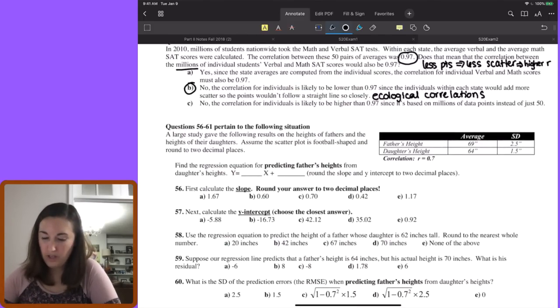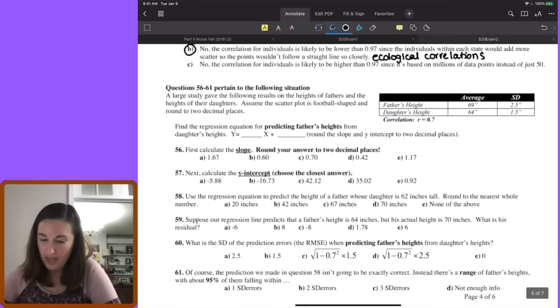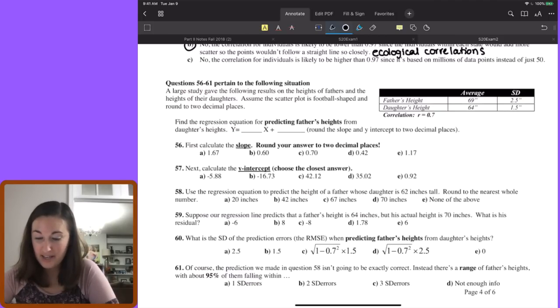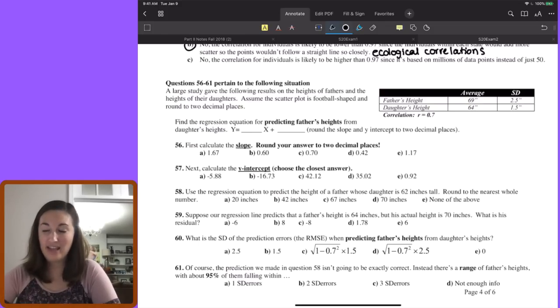Cool, that looks good. And then another situation, regression, it looks like. It says we're looking at father's heights and daughter's heights. There is a correlation of 0.7. They give us the averages and SDs. And it says to find the regression equation for predicting father's heights from daughter's heights.